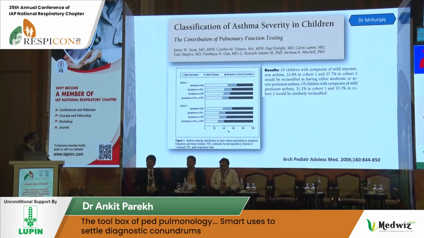So what it shows here is that if you use symptoms only, or symptoms with FEV1, then the percentage of patients will move from mild persistent to moderate to severe persistent, because you are actually underestimating the asthma. That is not going to happen in all patients, but there is a definite group of patients whom you are underestimating. So doing lung function in follow-up is important, because if you don't step up this child, then this child is again going to land up in exacerbations.